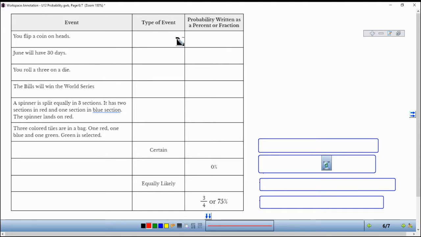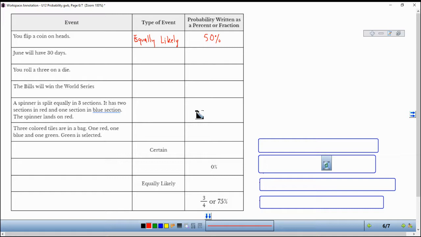Now, the chances of that happening are 50-50. Either it's going to land on heads or tails. So what type of event is this? This is equally likely to happen. Equally likely. So as a percent or fraction, we would say that because it's equally likely to happen, there's only 2 outcomes. It's going to be 50%.